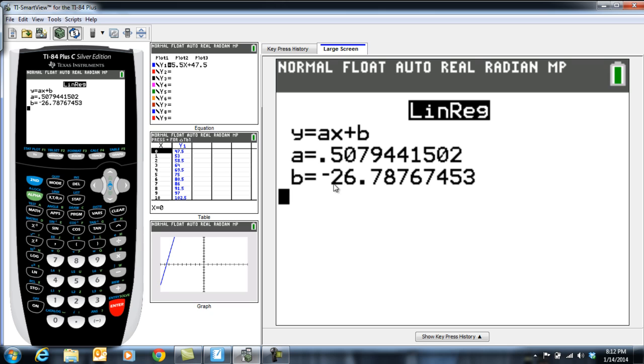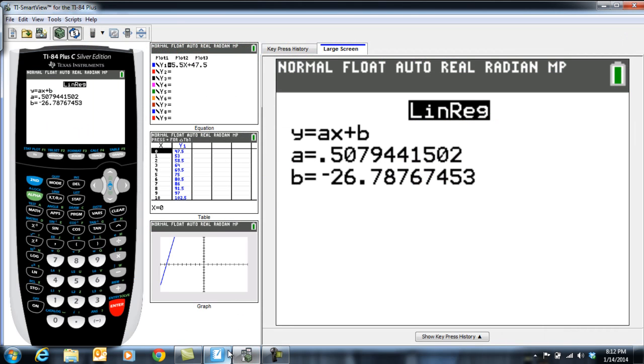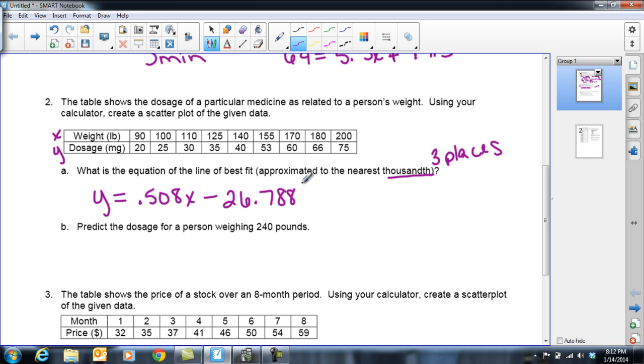Then my second number is negative 26.7876. This 6 is going to round that 7 to an 8. So it's going to become minus instead of plus this time because it was negative. 26.788. So there's my equation to the nearest thousandth.